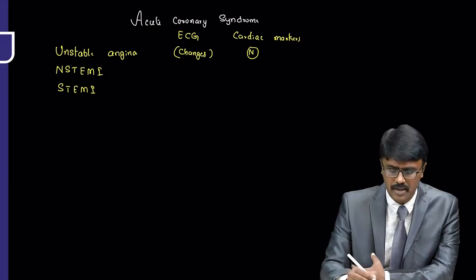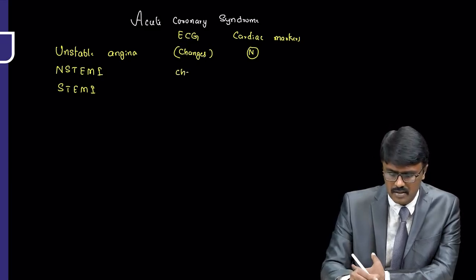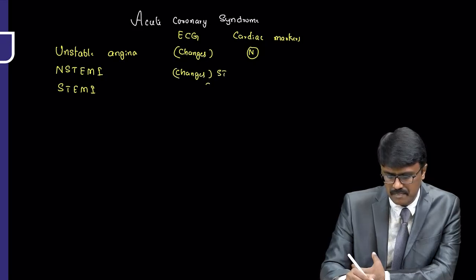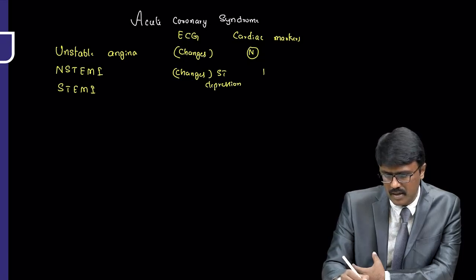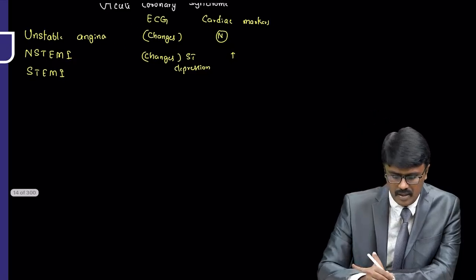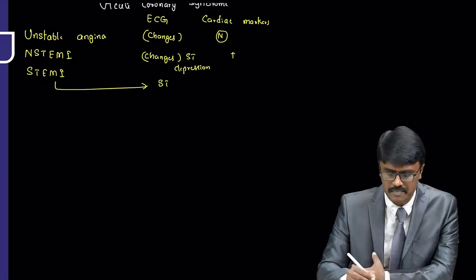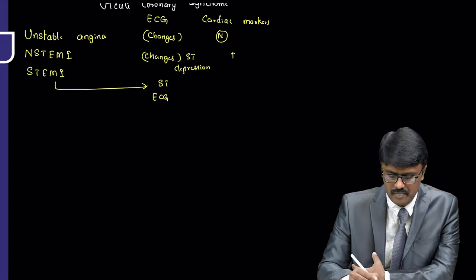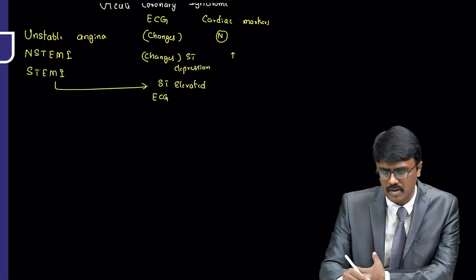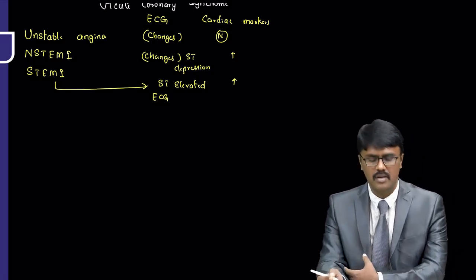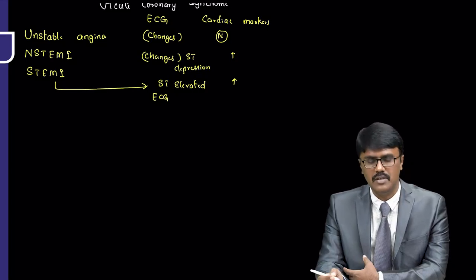In non-ST elevation MI, you will see ECG changes, particularly ST depression, and cardiac markers are elevated. In ST elevation MI, as the name suggests, the ST segment is elevated in ECG and cardiac markers are raised. So this is a differentiating point: unstable angina, non-ST elevation MI and ST elevation MI.